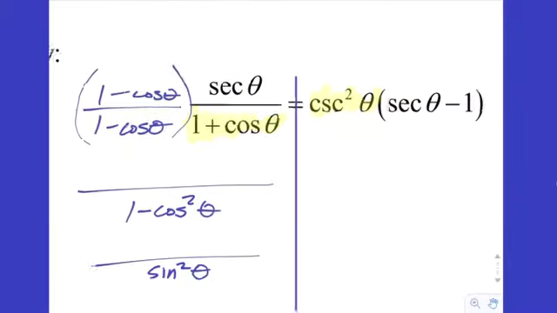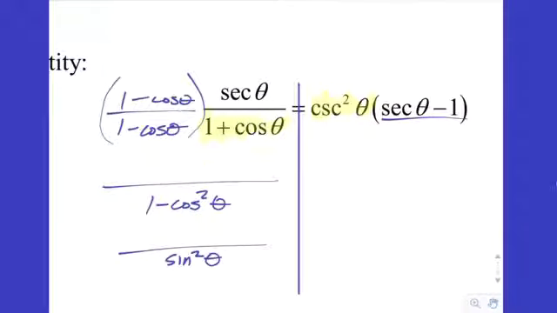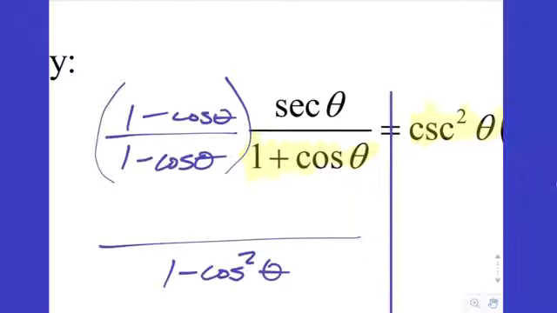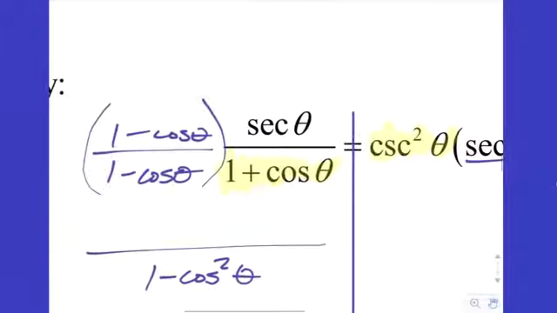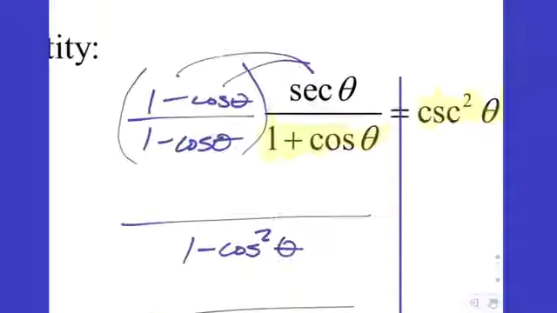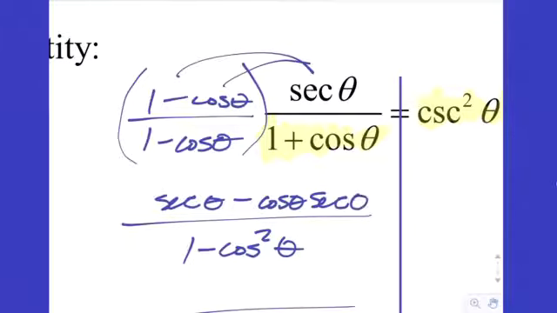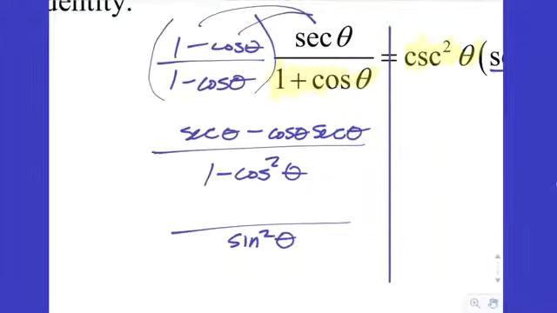And then in the top, I need to show that it's equal to secant of theta minus 1. Well, since it's expanded, let's go ahead and just distribute. Secant times 1 is secant. And then what's cosine times secant? I don't know. I'll write it like that for now. Cosine times secant. All right, so that could be my numerator line.